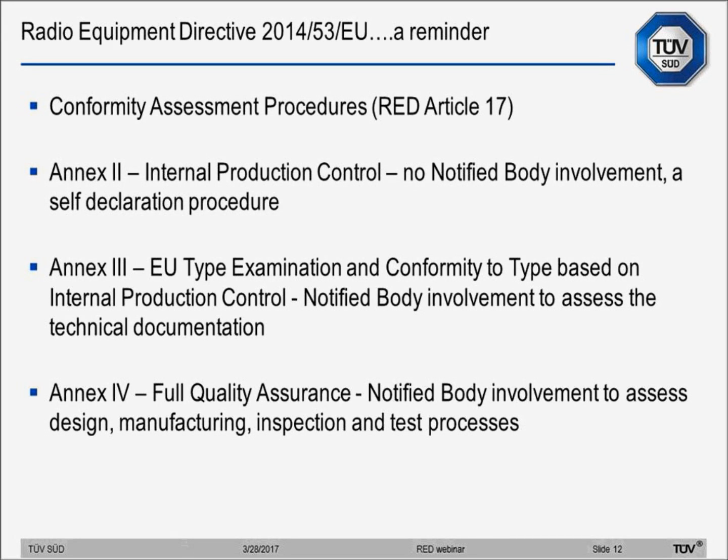And finally, Annex 4 is full quality assurance. There is notified body involvement to assess design, manufacturing, inspection, and test processes. Annex 3 and Annex 4 are explained in detail later in this presentation. Importantly, all the conformity procedures require compliance to the applicable parts of the RED and the essential requirements.